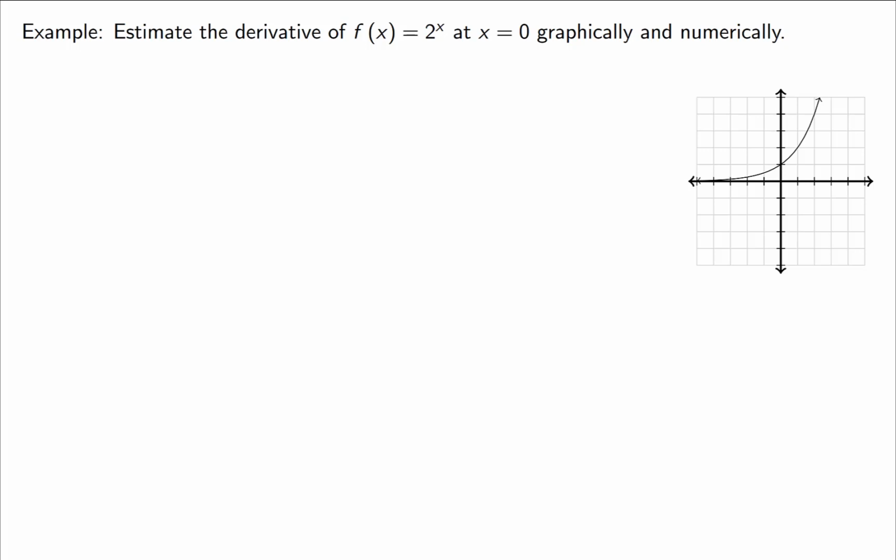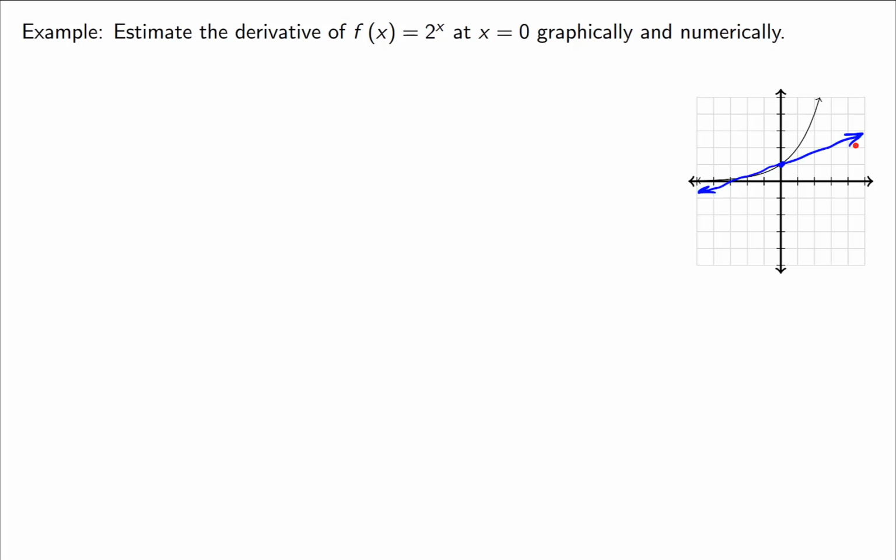Let's take a look at the derivative of 2 to the x at x equals 0. Let's try to estimate it graphically and estimate it numerically. If I try to do it graphically, what I'm going to do is draw the tangent line the best that I can. Let me show you how to not do it. That way you can get a feel for what you should do.